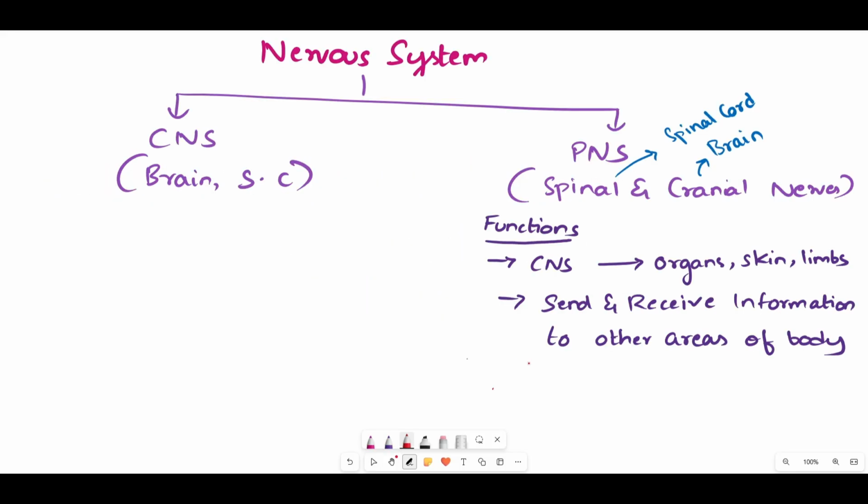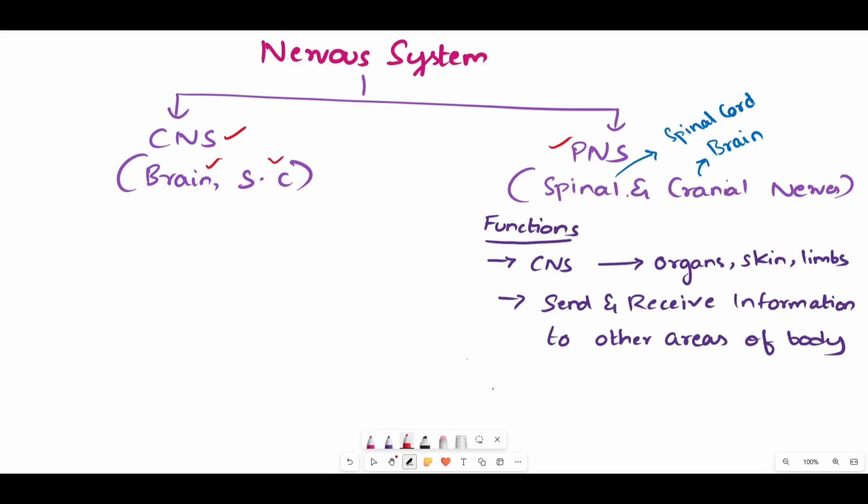Before knowing about the peripheral nervous system, we have to know that the nervous system has been divided into two classes: the central nervous system and the peripheral nervous system. In the central nervous system, the brain and spinal cord will be there. In the peripheral nervous system, spinal nerves and cranial nerves will be there.